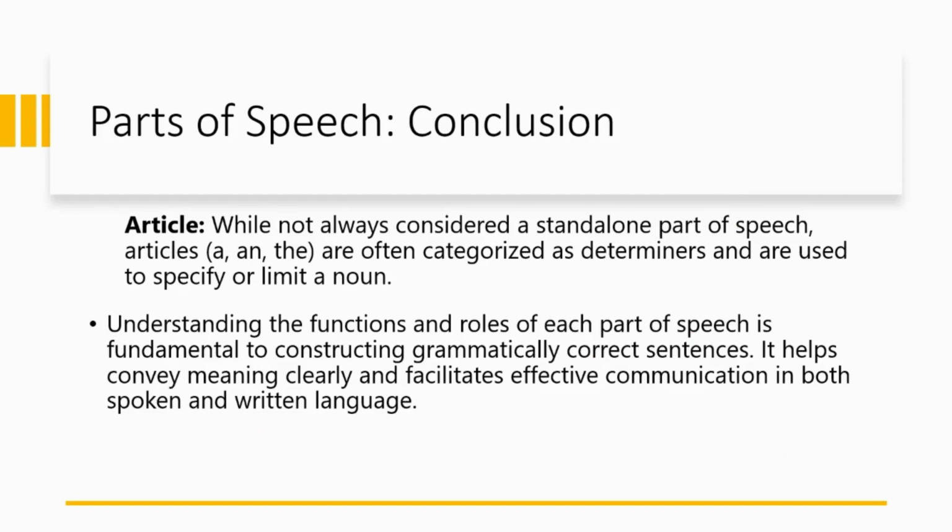There are two schools of thought. One school of thought considers the article as a part of speech, and the other one doesn't. While not always considered a standalone part of speech, articles, there are three types of articles, a, an and the, are often categorized as determiners and are used to specify or limit a noun. These are called determiners because they are used with the noun.